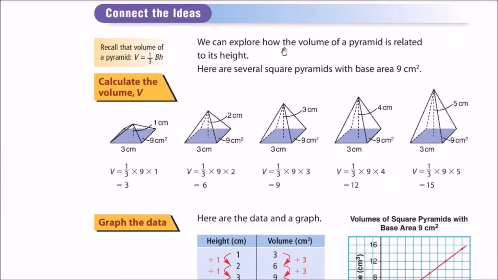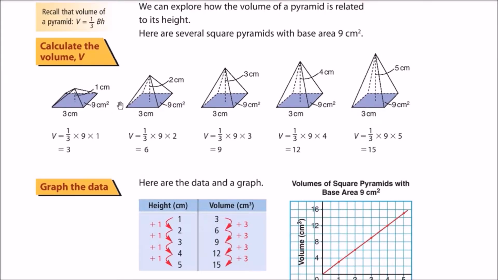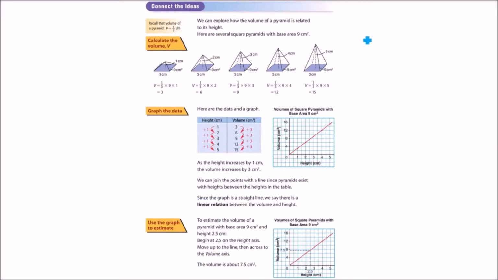Now we can go ahead and explore how the volume of a pyramid is related to its height. We know that the volume of the pyramid is 1 by 3 base into height. So we need to calculate the volume. We have several square pyramids shown here, all with a base area of 9 centimeters squared. So let me tell you again that the volume of the pyramid is 1 by 3, the base area, into height.